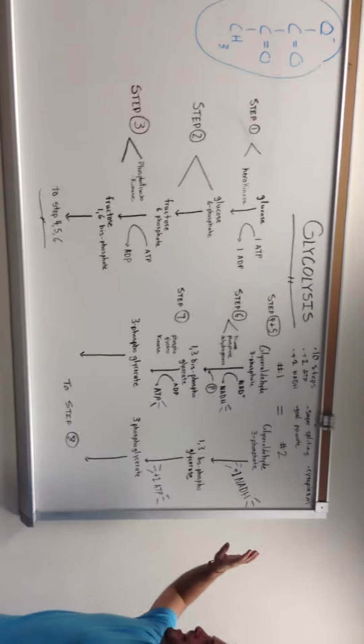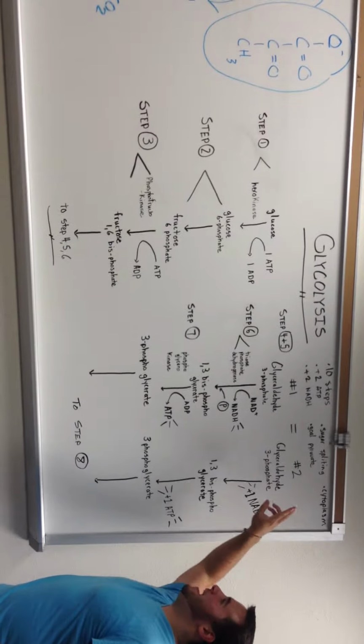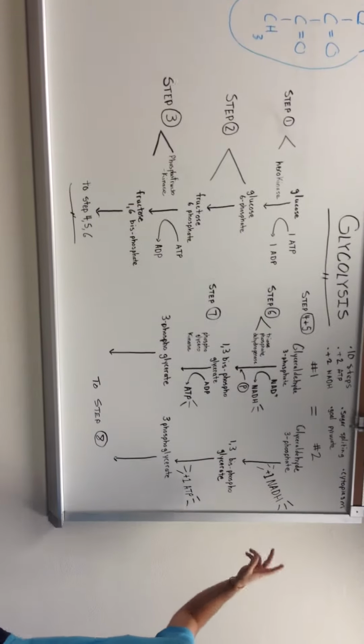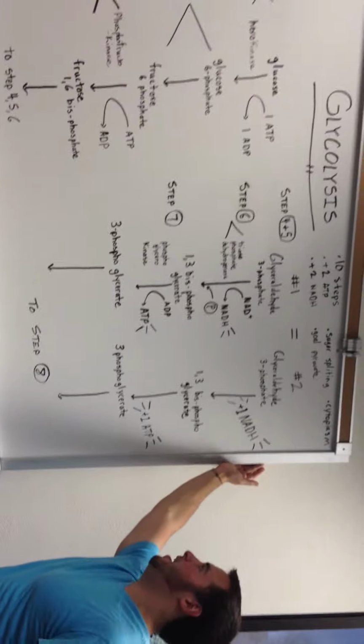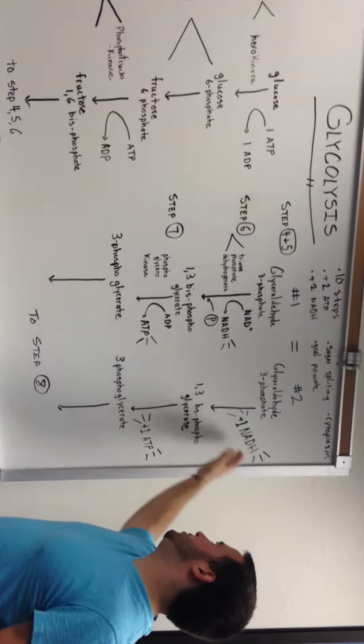So after step 4 and step 5 are all done, you get 2 glyceraldehyde 3-phosphates. And this is really important. We talked about this in the lecture. Anything that happens to one is the same exact thing that happens to the other. So I'll focus mainly on one, but you have to know it's doubled.